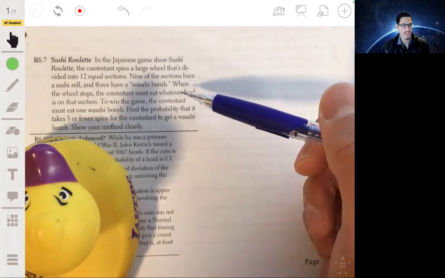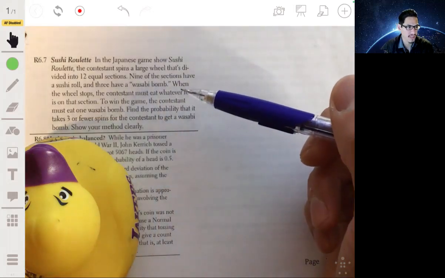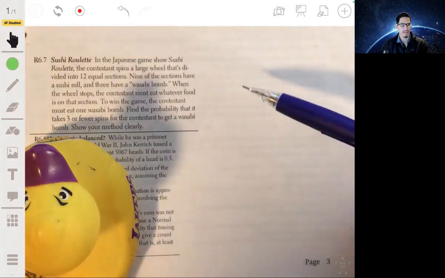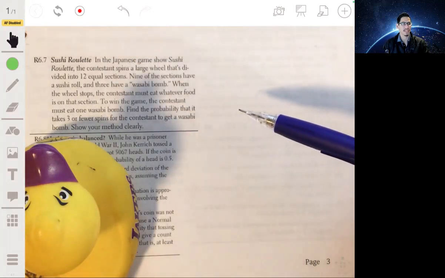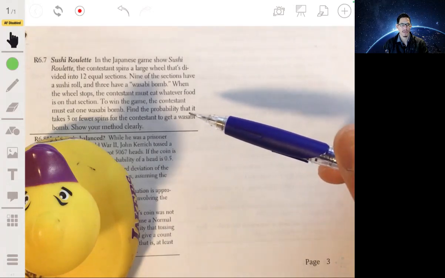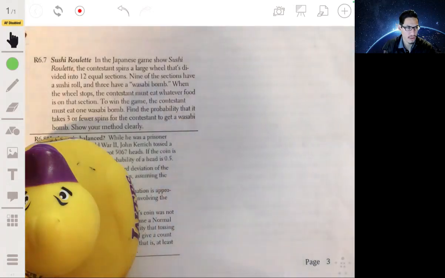When the wheel stops, the contestant must eat whatever food is on that section. To win the game, the contestant must eat 1 wasabi bomb. Find the probability that it takes 3 or fewer spins for the contestant to get a wasabi bomb. Show your method clearly.